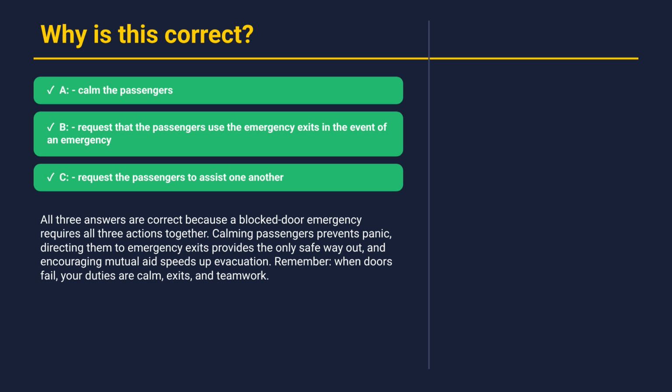All three answers are correct because a blocked door emergency requires all three actions together. Calming passengers prevents panic, directing them to emergency exits provides the only safe way out, and encouraging mutual aid speeds up evacuation. Remember, when doors fail, your duties are calm, exits, and teamwork. All right, let's move on to the next question.